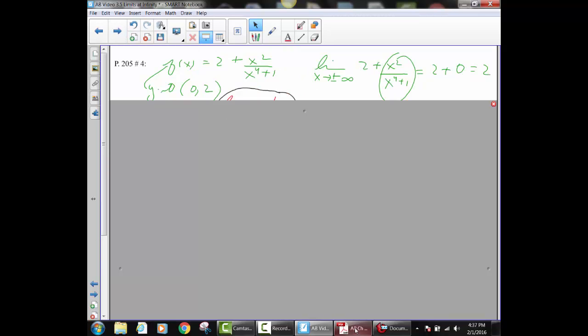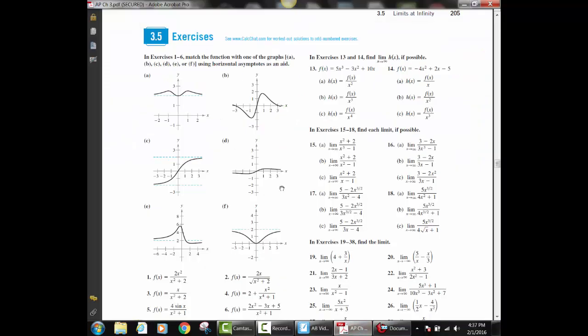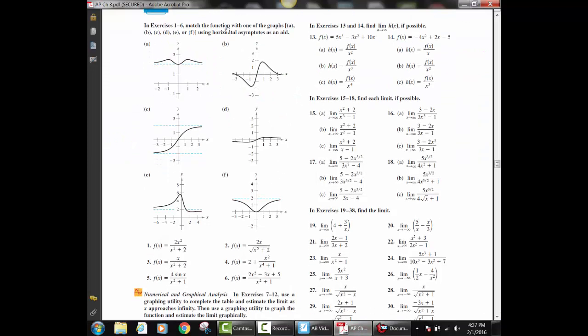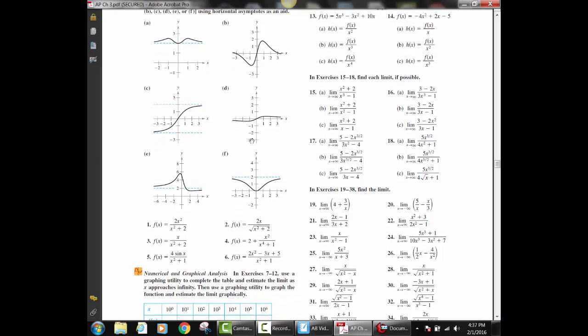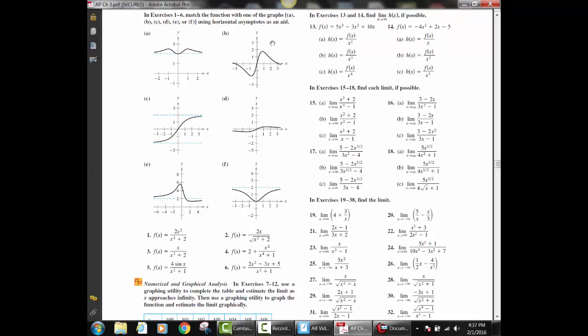If you look at the book at number 4, it's match the function with one of the graphs. So basically, if you look at the horizontal asymptotes, it actually tells you to do that. You'll notice this one has a horizontal asymptote of y equals 2. Looks like this one's y equals 0. It's a little offset here. It should be lowered a little bit. This one at the far right end has a horizontal asymptote of y equals 2. At the far left, y equals negative 2 it looks like.